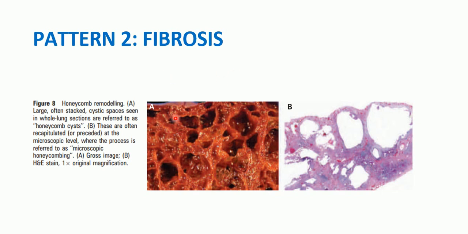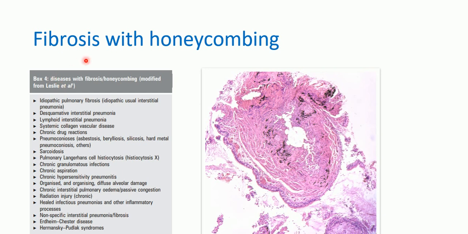Before going to the sub-patterns, there is something known as honeycombing. This is the gross photo of a lung showing multiple cysts filled with fluid. This is known as honeycombing, commonly seen in end-stage lung disease. These are often preceded by microscopic honeycombing, which are cysts seen at the microscopic level. So this is the honeycomb remodeling, which is seen in cases of late fibrosis. Any end-stage lung disease is going to show fibrosis with honeycombing, and this is a lung biopsy. You can see the anthracotic pigment, and these are the cysts being seen at low power.